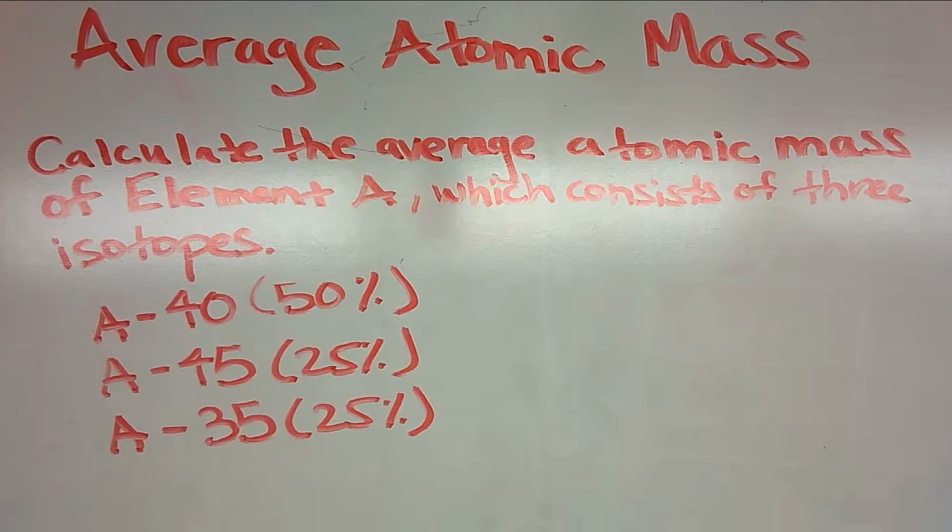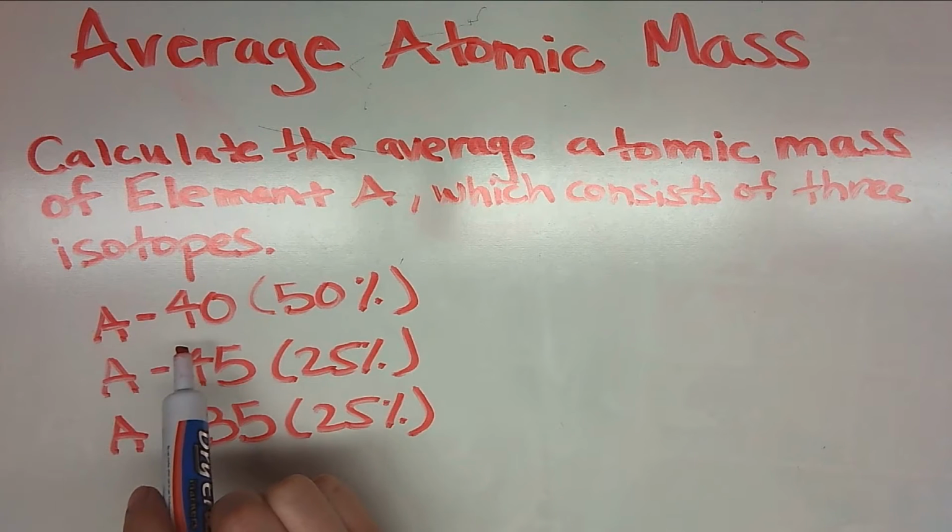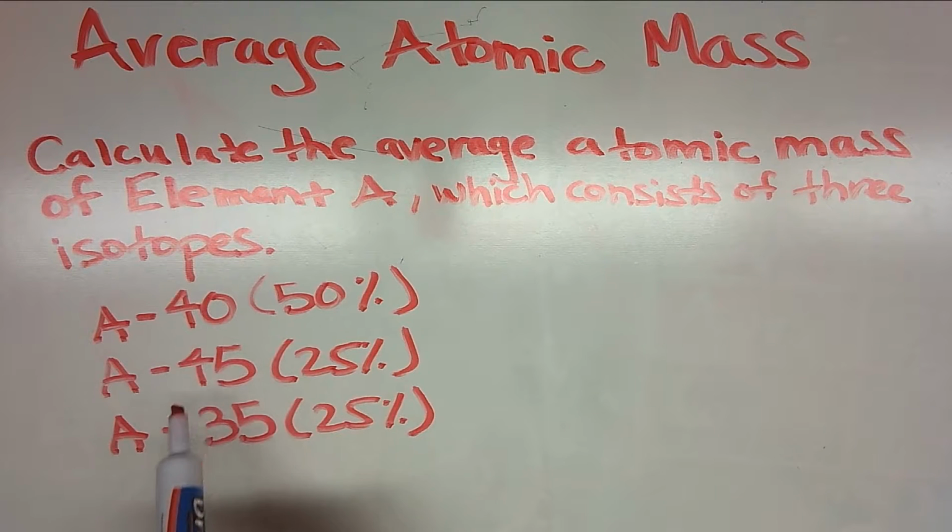Now remember, with isotopes, it's an atom that has a different number of neutrons. And because of that, it affects the mass number. Remember, mass number is protons plus neutrons.